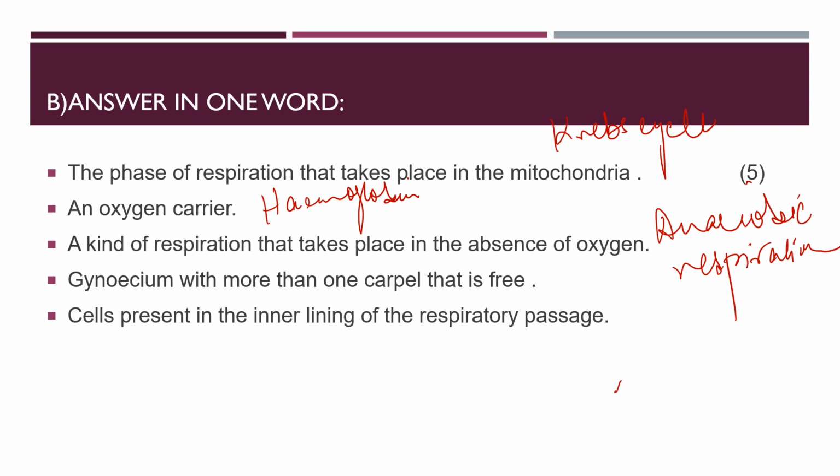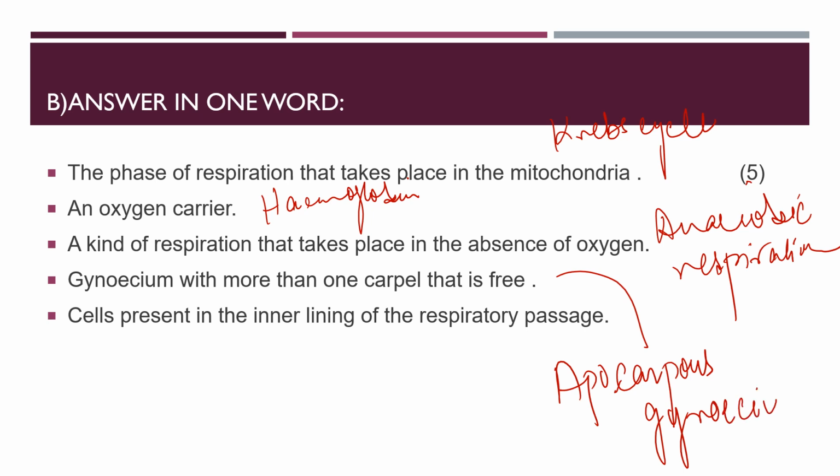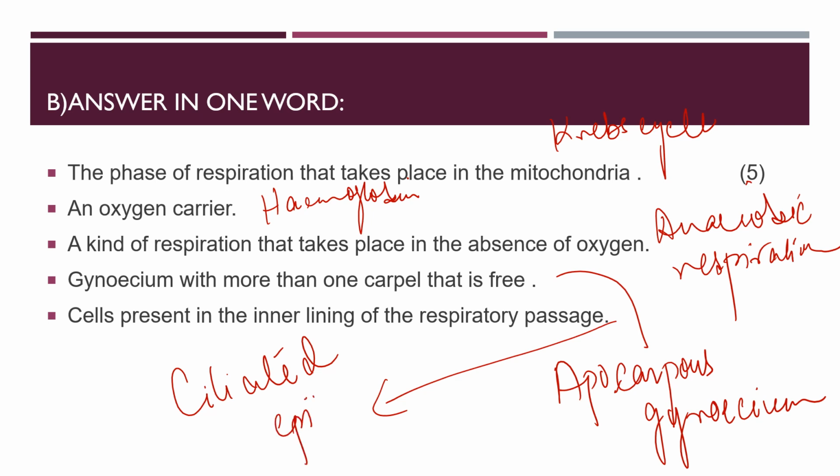Gynoecium with more than one carpel that is free is called apocarpous gynoecium. Now this one, cells present in the inner lining of the respiratory passage are ciliated epithelium. Okay, it is ciliated epithelium.